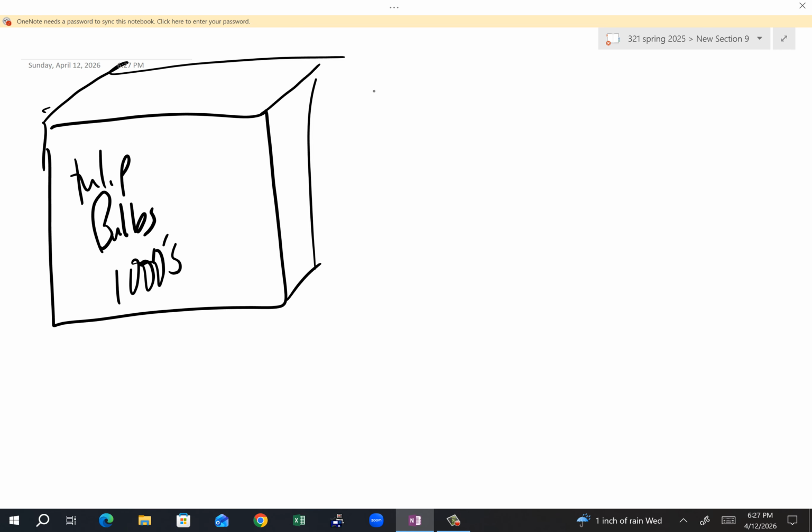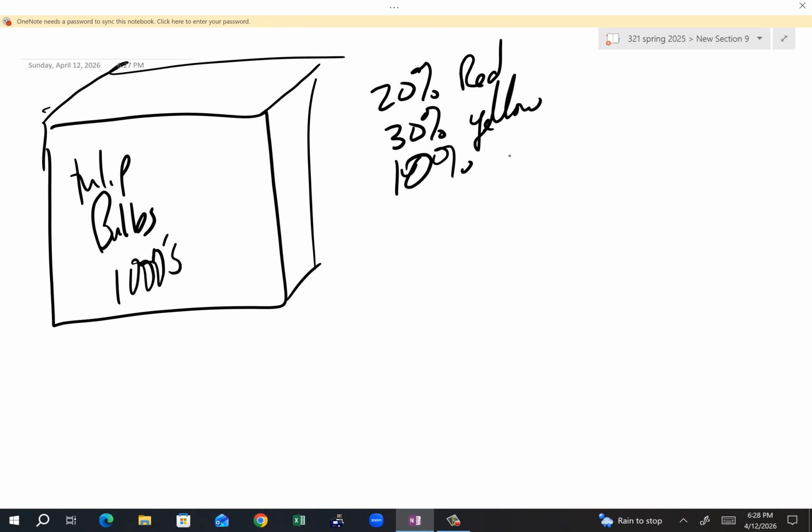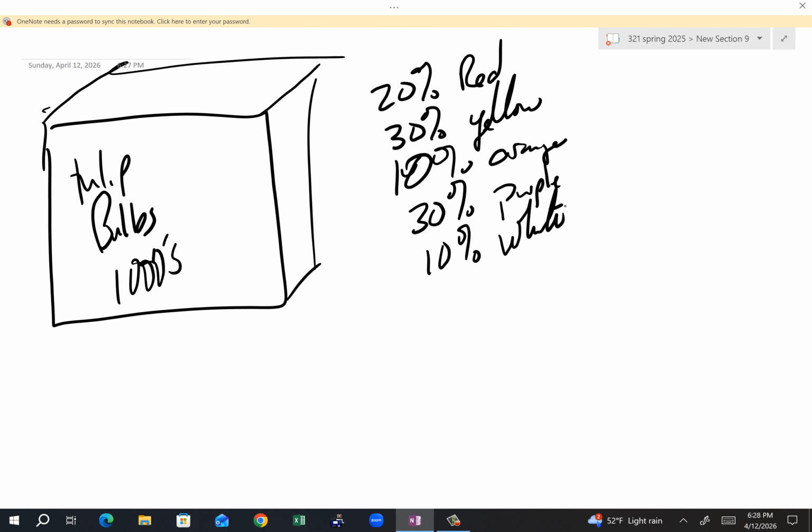I firmly believe that 20% are red, 30% are yellow, 10% are orange, 30% are purple, and 10% are white. That's what I believe. Why? Because I ordered them that way, because that's what they're supposed to be.